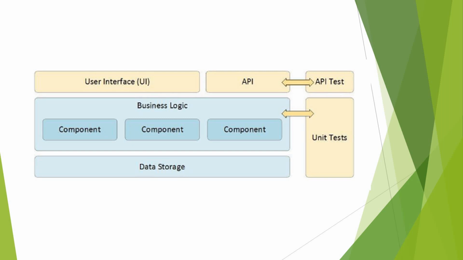So this image shows the architecture of an application, and notice that API testing is an important part now. Okay, so this is how it is, like business logic. We have data storage, we have API test, user interface API, and the unit test. I think this is an architectural representation just for show purposes.